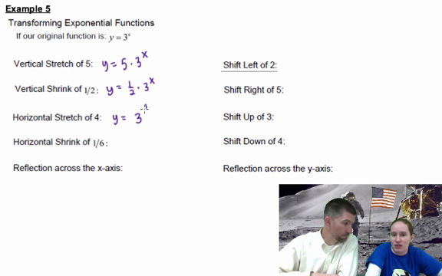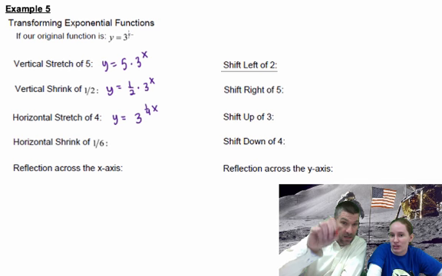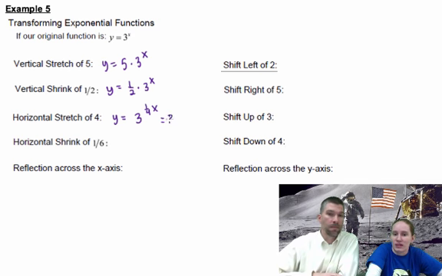If it's a horizontal stretch of 4, it's a reciprocal, so we do 1/4 x inside of our function, where the x is in the exponent. Not the 3, it's the x. Another way you could write this is 3 to the x over 4. Both of those ways will be shown in your book, so be comfortable with both. If I want to horizontally shrink by 1/6, in my exponent I'm going to multiply by the reciprocal, which is 6. So that's 3 to the 6x.